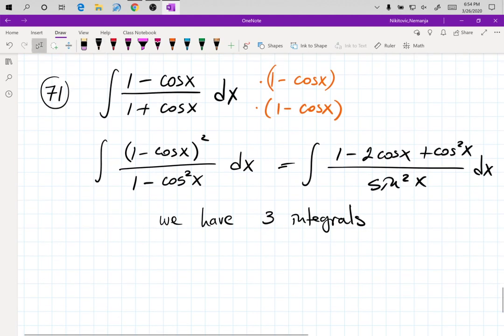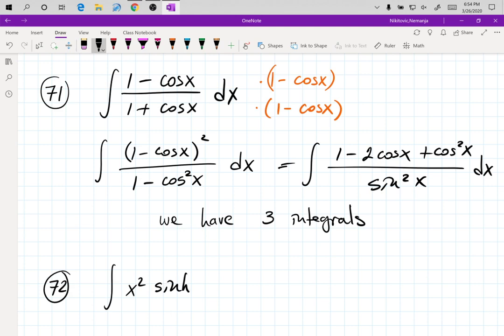72 is also obvious. You did not have a lot of practice with this stuff, but this is by parts. I mean, you are mixing 2 functions that are not of the same type. You're mixing a polynomial function with sine hyperbolic, right? So integration by parts is designed to deal with these functions that are not compatible with each other, right?